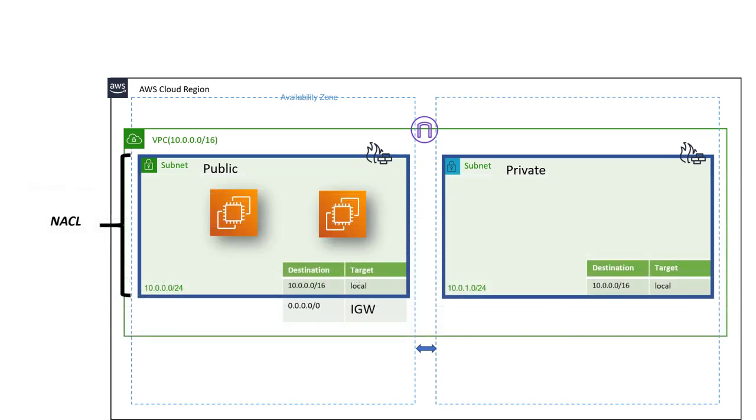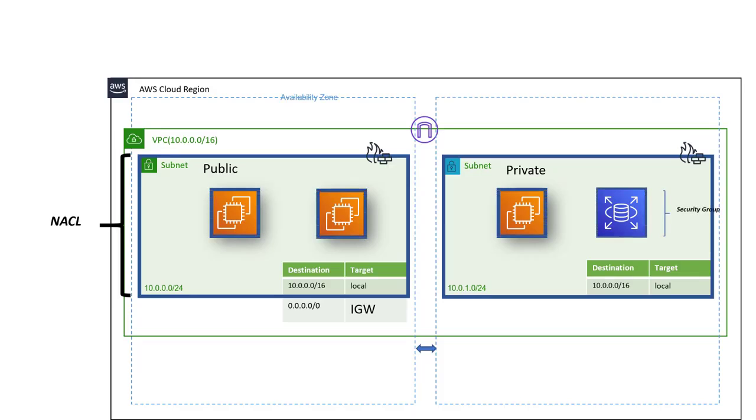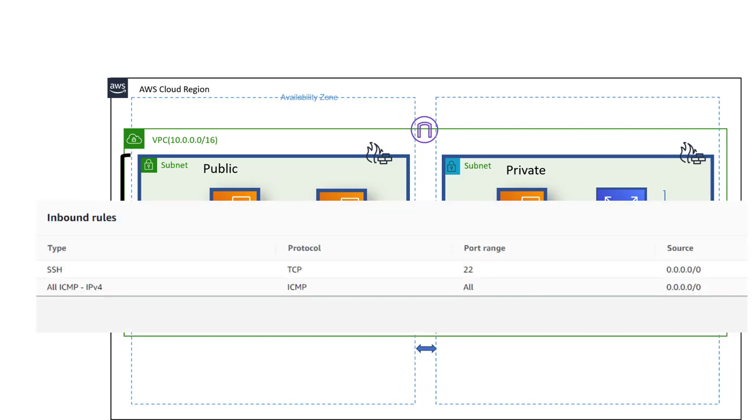And within these subnets are resources that you would create. These would include EC2 machines or even RDS databases. There is another layer of protection across these resources, and it's called a security group. A security group has no deny and has only allow, and it is also a stateful protocol.